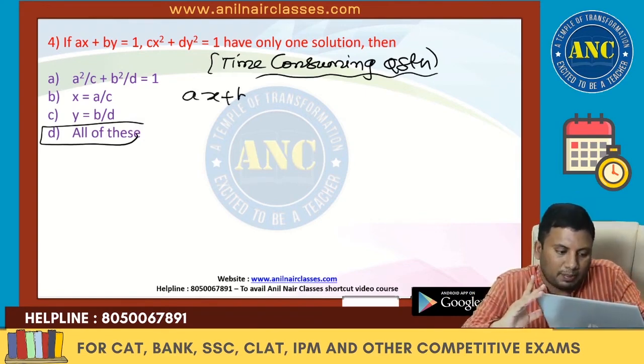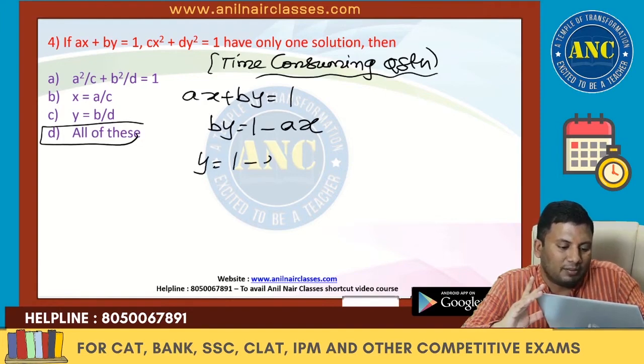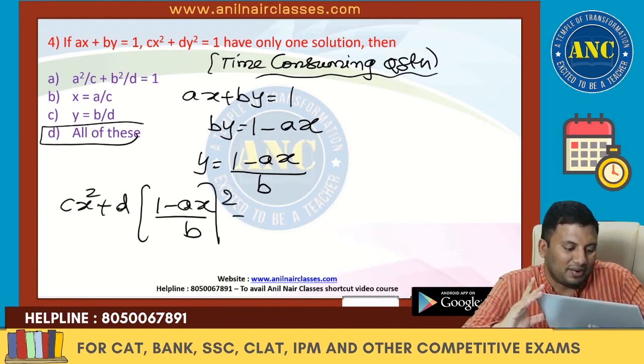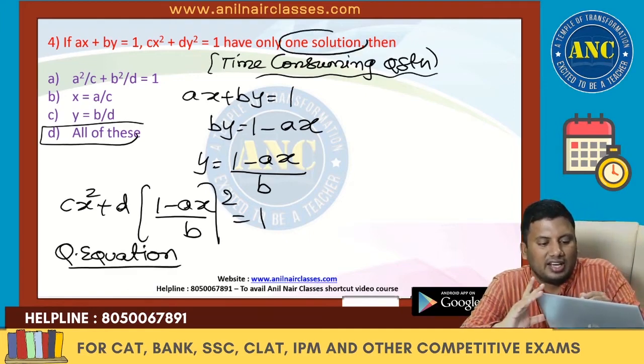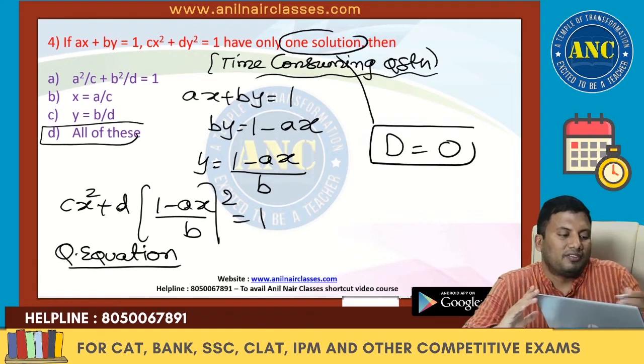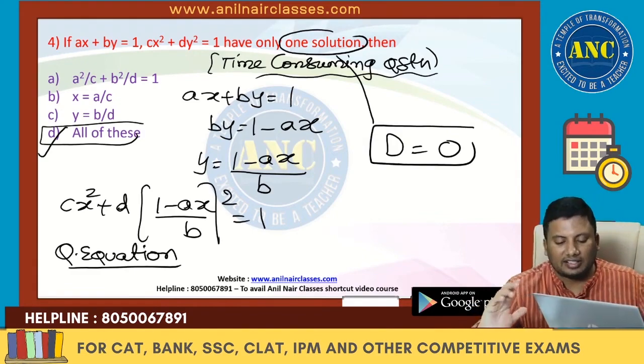So ax plus by equivalent to 1, by equivalent to 1 minus ax, y is nothing but 1 minus ax by b. Cx square plus d into (1 minus ax by b) whole square equivalent to 1. You will get a quadratic equation. It has got only one solution, so discriminant equivalent to 0. From this you will get the answer as all of this. Simplify this, you will get the answer of all of this.